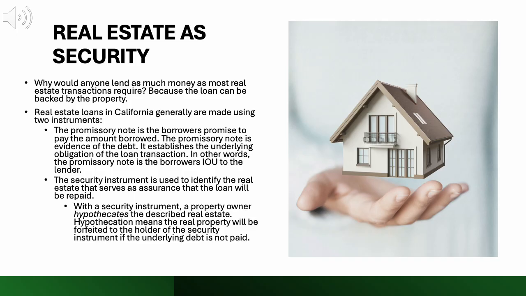Real estate as security. Why would anyone lend as much money as most real estate transactions require? Because the loan can be backed by the property. Real estate loans in California generally are made using two instruments. The promissory note is the borrower's promise to pay the amount borrowed. The promissory note is evidence of the debt. It establishes the underlying obligation of the loan transaction. In other words, the promissory note is the borrower's IOU to the lender.